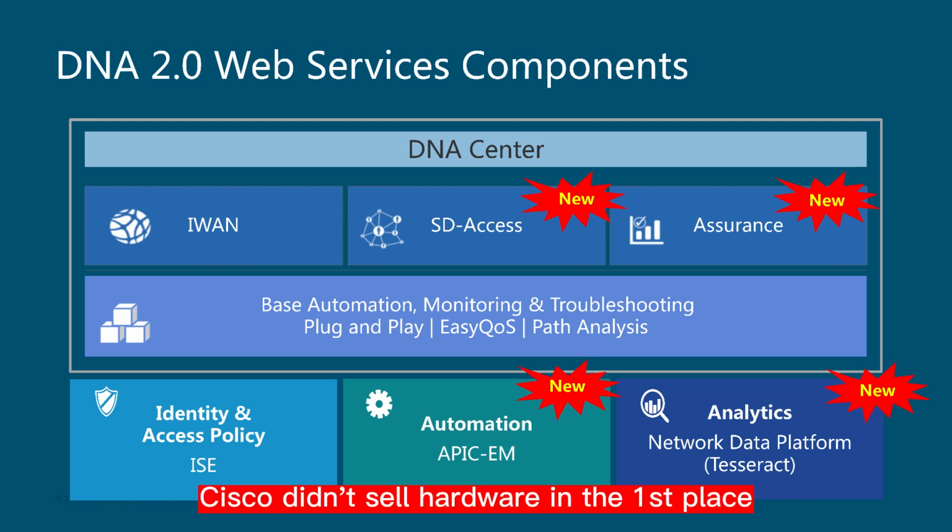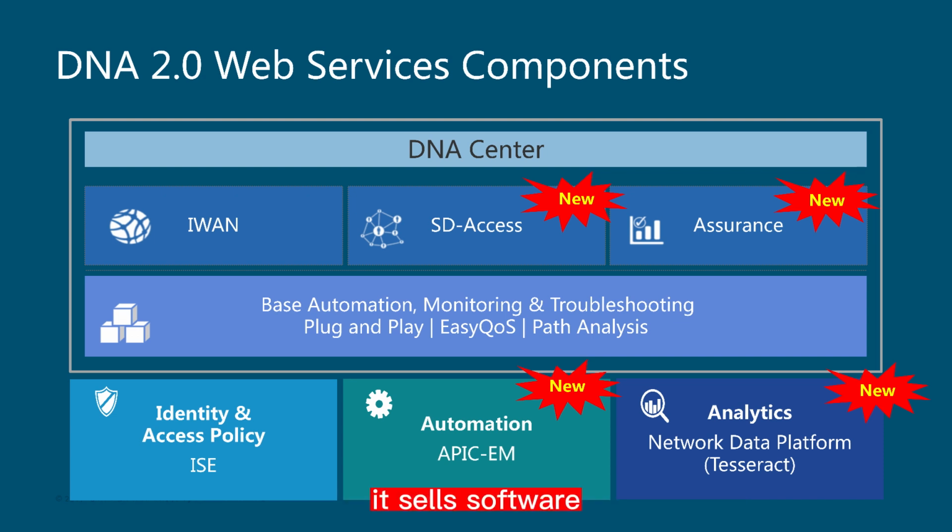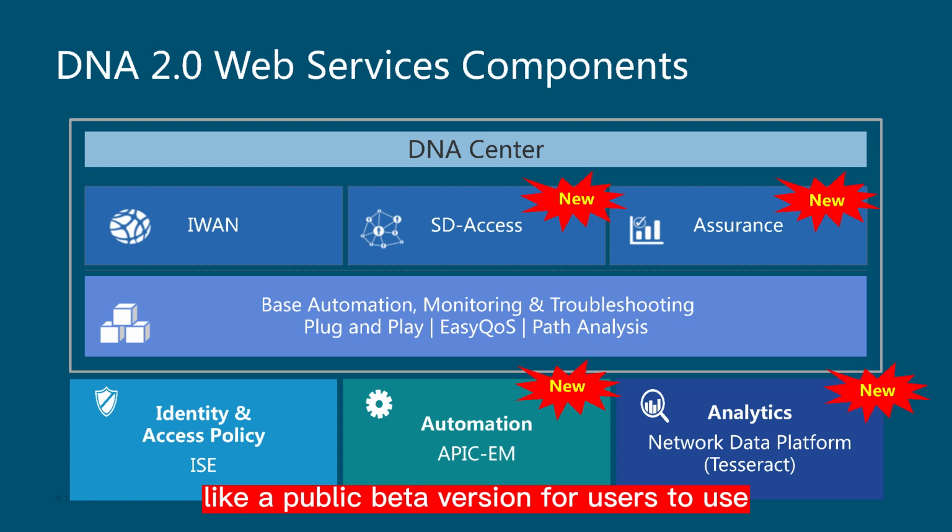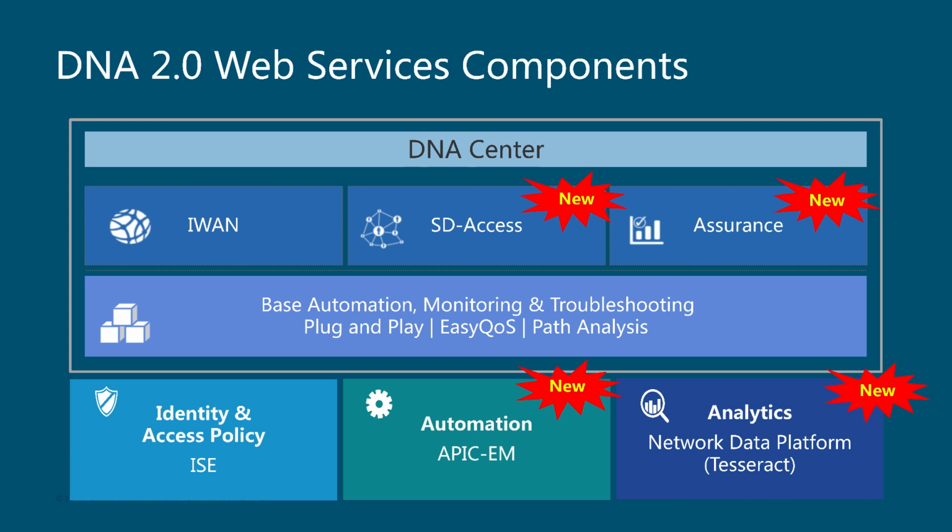Cisco didn't sell hardware in the first place. It sold software called APIC-EM. They didn't just sell this. They pushed a free software like a public beta version for users to use, to see how the market accepts it. If the market feedback is good, then they put software like this together and sell it with hardware. There is now a piece of hardware that supports the software functions, and they tell the user they have some new features.